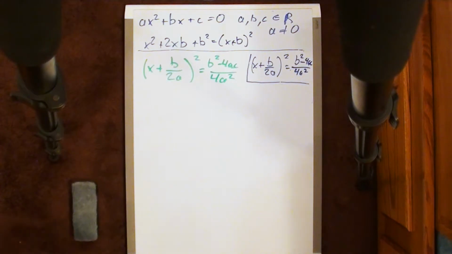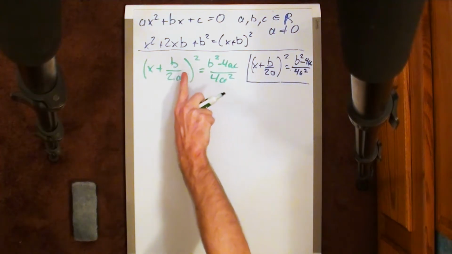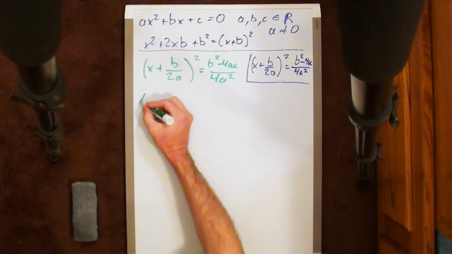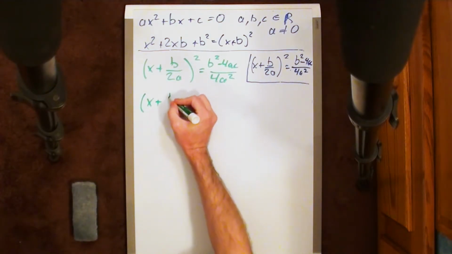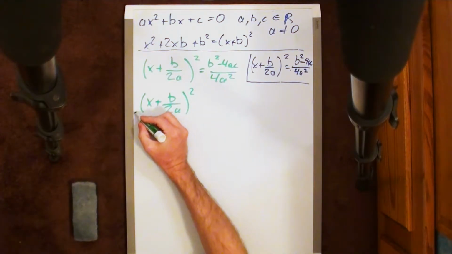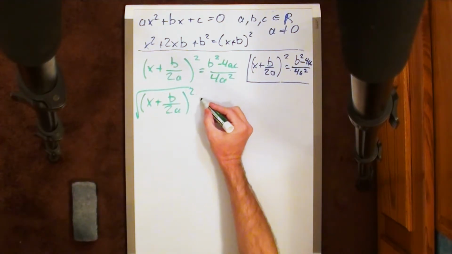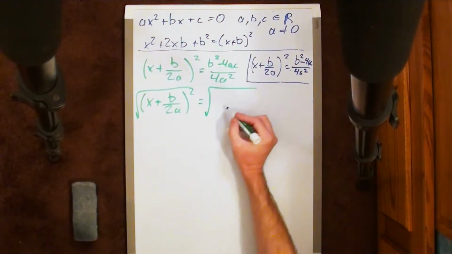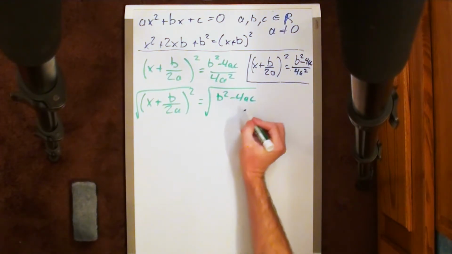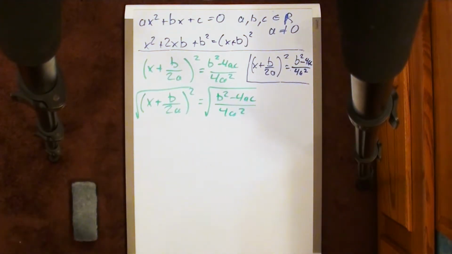Okay, now what we want to do is take the square root of both sides to clear out this exponent. So we're going to rewrite this again: x plus b over 2a, squared. Remember, we're going to do this, okay? And we're going to do the same thing on this side. So we're actually going to take the square root of this, so b squared minus 4ac, all over 4a squared.